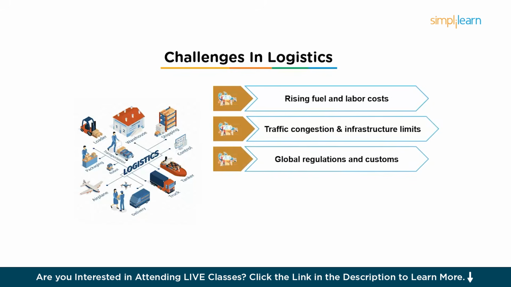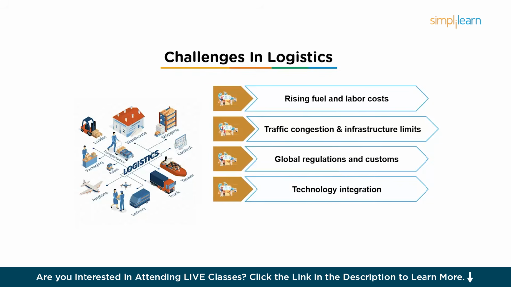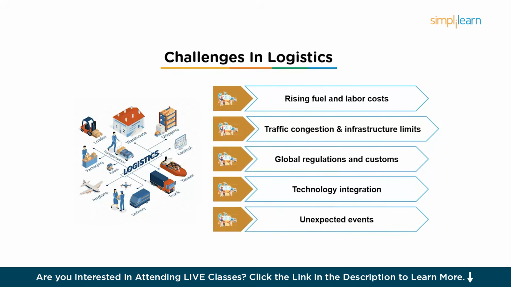Then comes global regulation and customs. It complicates international shipping. Then comes technology integration. Can be difficult for companies to implement. Then comes unexpected events like natural disasters or pandemic that disrupt supply chain. Overcoming these challenges requires careful planning, technology, and good partnership.